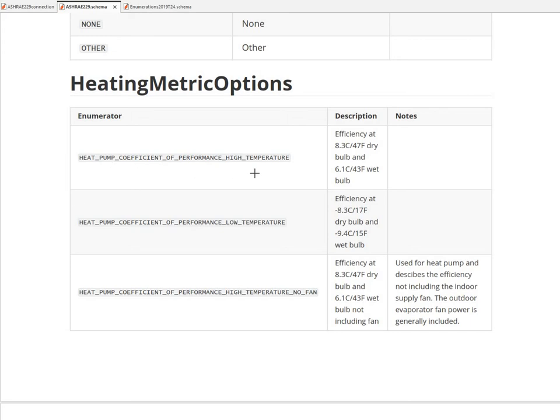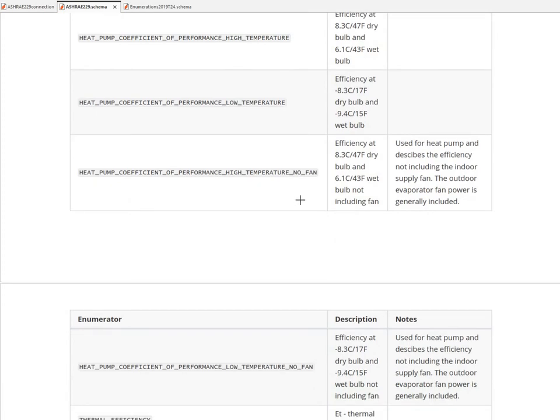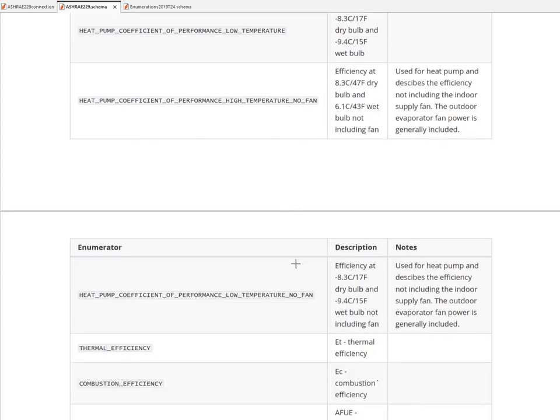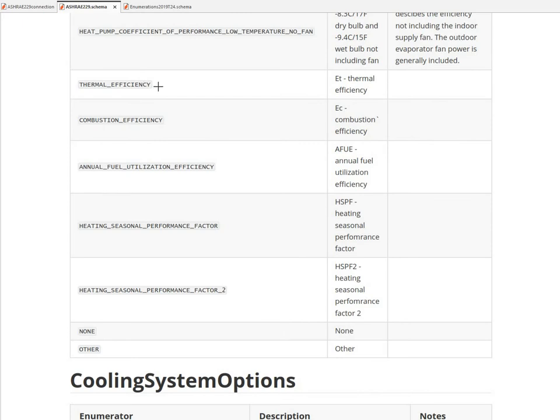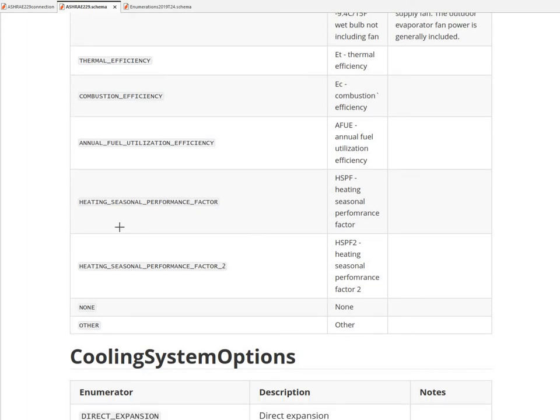So there's a heat pump coefficient of performance at high temperature, which would typically be the 47 degree point. And then a heat pump coefficient of performance at low temperature, which would be at like the 15 degree point. And then there are ones with no fan. So if, for example, Appendix G wants the no fan values of those, those would be put in there as an option. And then for furnaces, there's thermal efficiency, combustion efficiency, AFUE, and then for some seasonal factors for heat pumps, there's the HSPF and HSPF2. So those are all the enumerations for heating system.